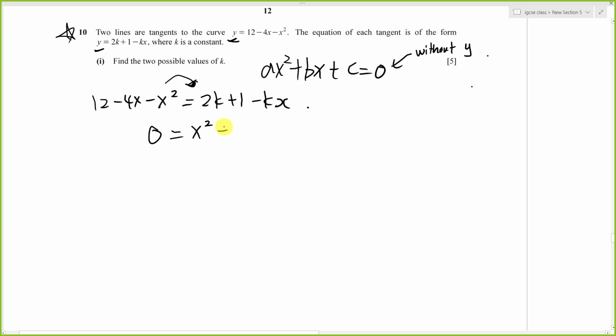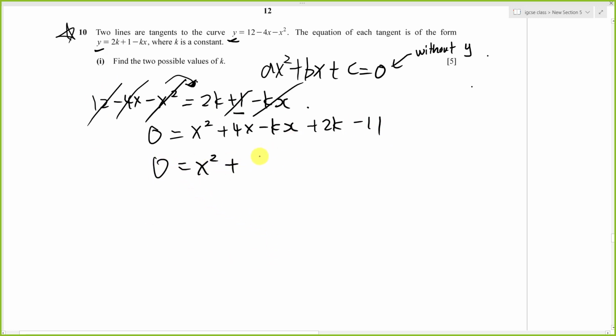So I want to factorize. Never mind, I do it step by step, because sometimes if I do it myself, I will just skip certain steps. So we still have 2k minus 12, which will be minus 11 because of the plus 1, right? Then I will factorize this out for x: x squared plus (4 minus k)x plus 2k minus 11. I prefer to write like this, then I can clearly see my values of a, b, and c. My a is 1, b is 4 minus k, and c is 2k minus 11.